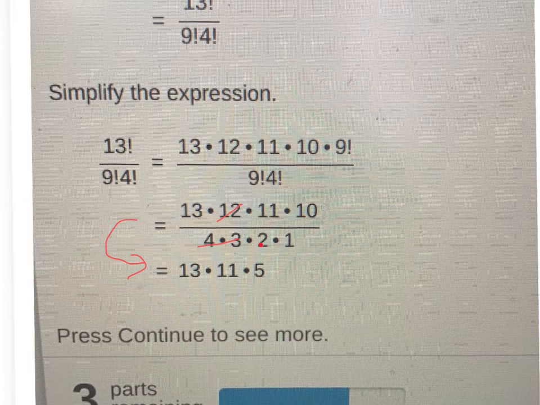Well, 2 go into 10, 5 times. So, 2 go into there 5 times. So, I just divide the 2 in there 5 times. And so what am I left with? 13, that dropped out, 11, well, and that became 5. And so I suspect that's how they come up with that.